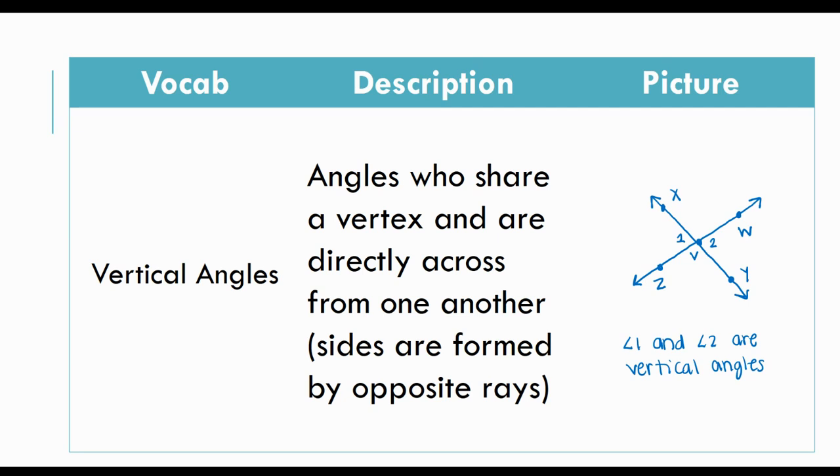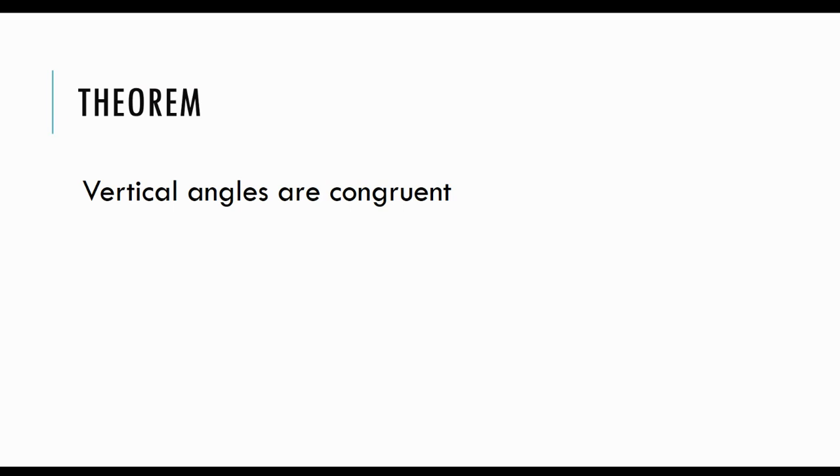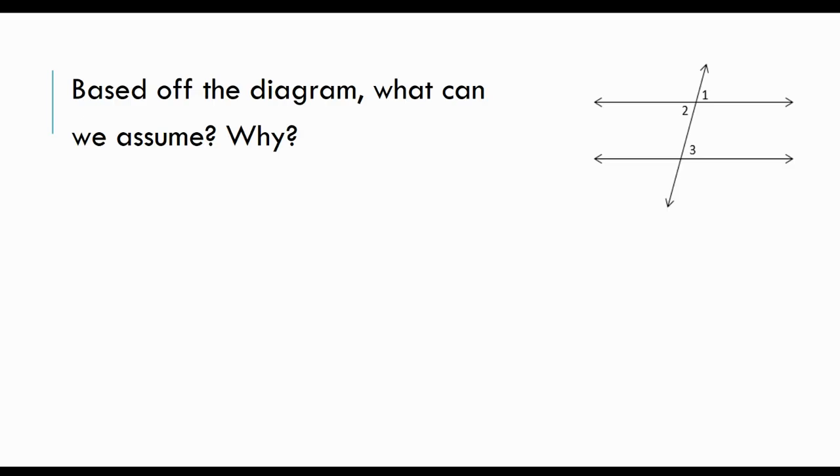Okay, so why did we need to know about vertical angles? Well, it's important to know that vertical angles are congruent. So this is a theorem that is going to be put to use quite a bit. We can use it when we are looking at pictures and assuming things, okay? As long as they're vertical angles, we know that they are congruent. Or we can then take this information and apply it to some algebra problems.